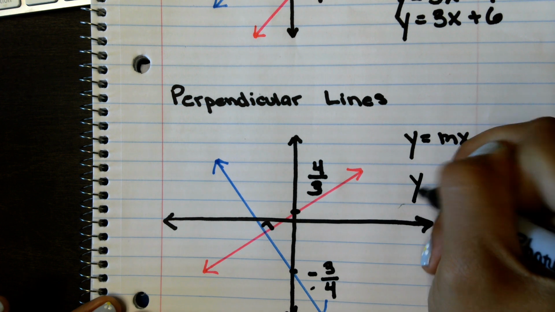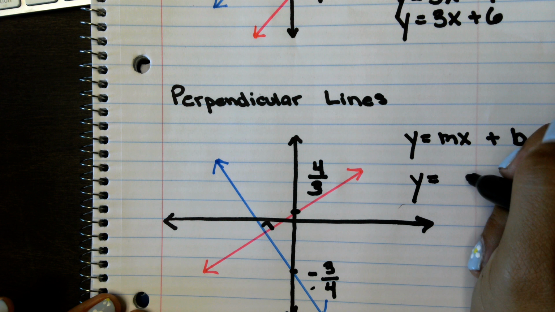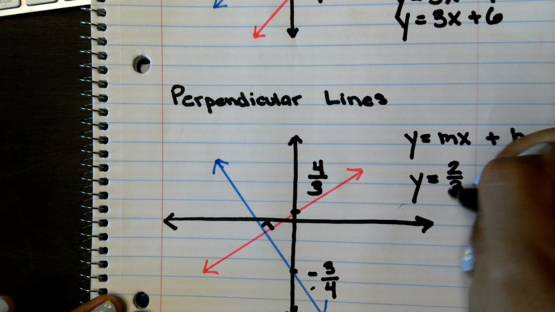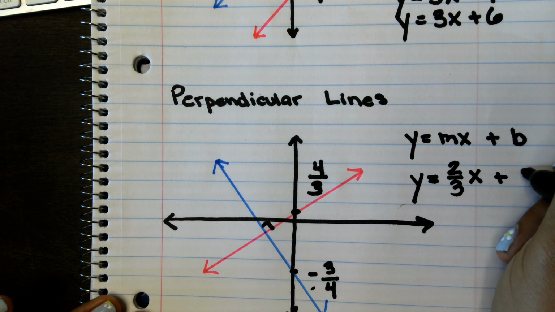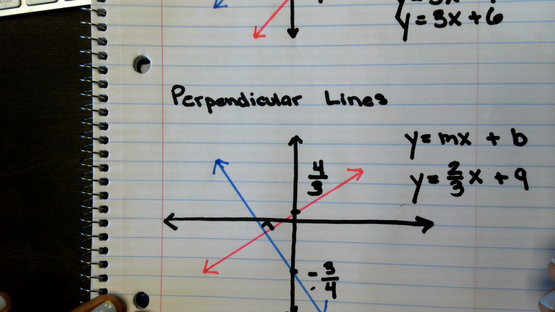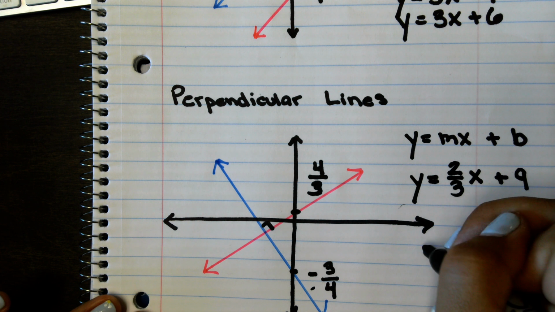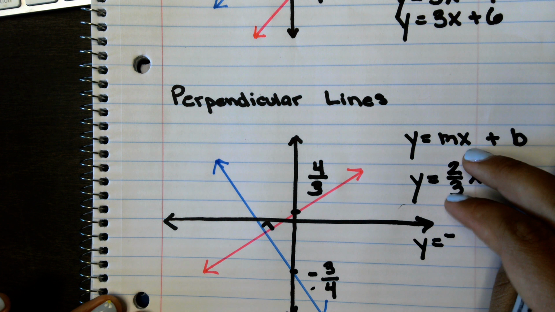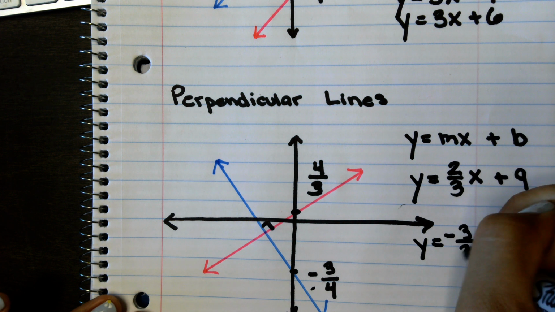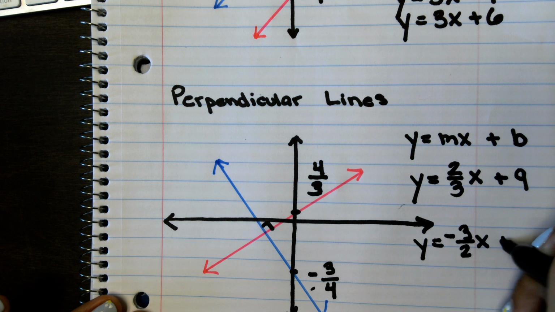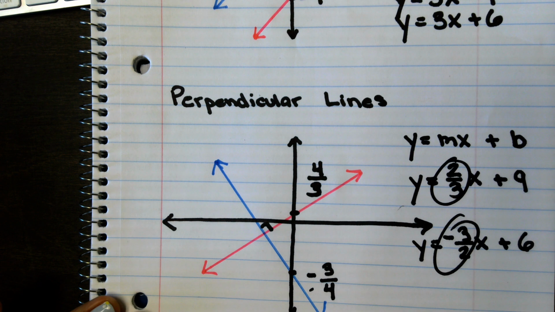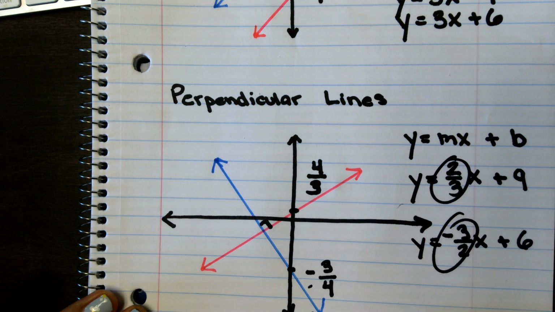Let's say I have two lines. The first one is y equals 2/3 x plus 9. A line that's perpendicular to that would be y equals, opposite sign, this is positive so this is going to be negative, and reciprocal, so that means we're flipping the fraction, -3/2 x, and then this is, let's say, plus 6. So this is the big thing right here: they are opposite sign and reciprocal.